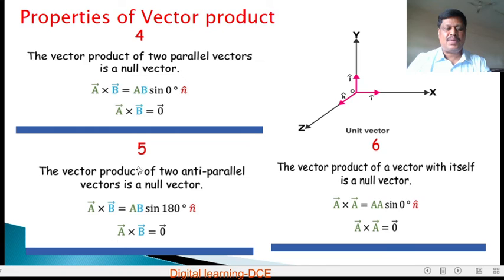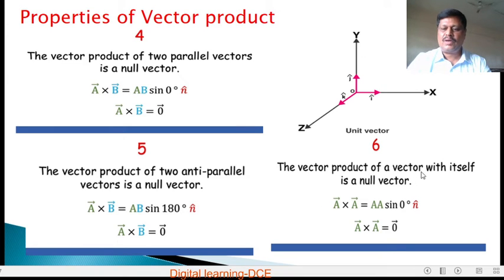Similarly, the fifth property is that the vector product of two anti-parallel vectors is also a null vector. Anti-parallel means one vector is acting in this direction and the other vector is acting in the opposite direction. Hence, theta is 180 degrees. The value of sin 180 is 0, and 0 into anything is 0. The cross product of two vectors always yields a vector quantity, therefore it is called a zero vector or null vector.